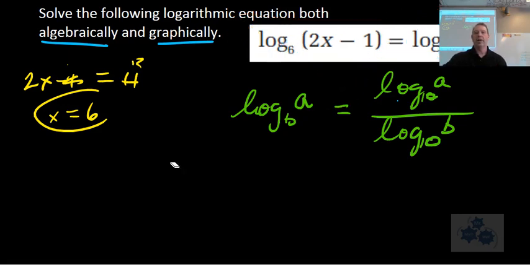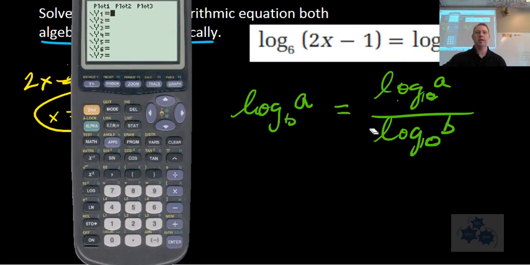Okay, so having that in mind, let's get the calculator up here. Let's go to y equals. And if we're going to graph this, what we have to do is say I want to graph log of 2x minus 1 base 10 divided by log of 6 base 10. That's how you graph that. So we're going to use lots of brackets here: log of 2x minus 1 divided by log of 6.